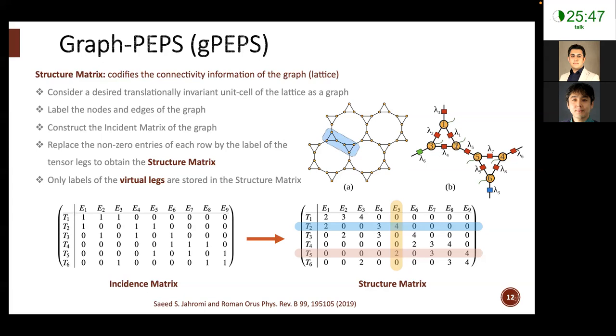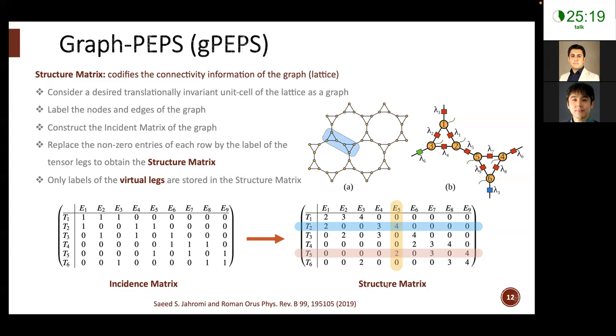However, in a tensor network, it is also important to know which dimension of a tensor is connected to which other dimension of the neighboring tensor. So you also have to keep track of the labels of the dimensions. Then you can change the non-zero element in every row of the incidence matrix and replace them by the label of the virtual legs.